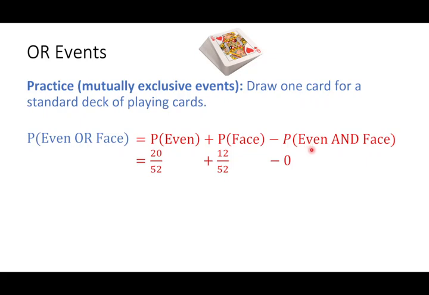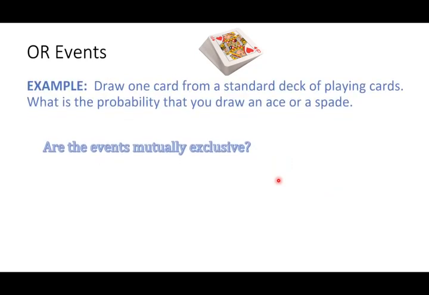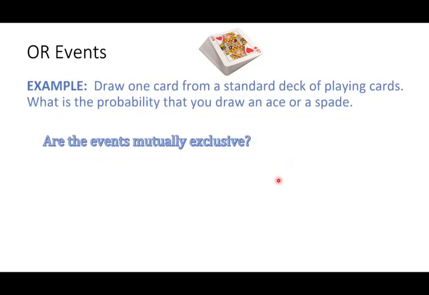And a card, there's no cards that are an even number and a face card at the same time. They're mutually exclusive, so that's a 0. You add those up and get the answer. Okay, let's talk about the other case.